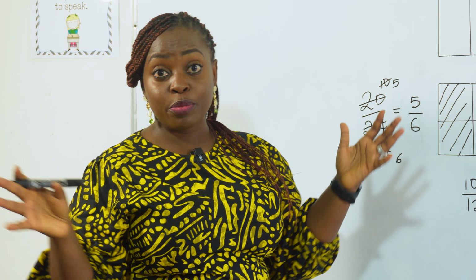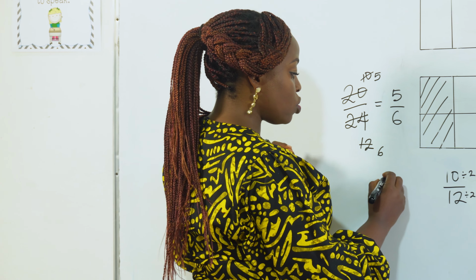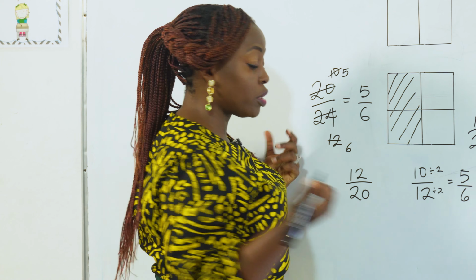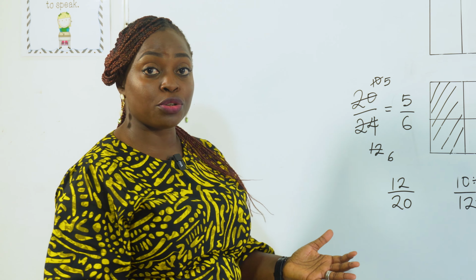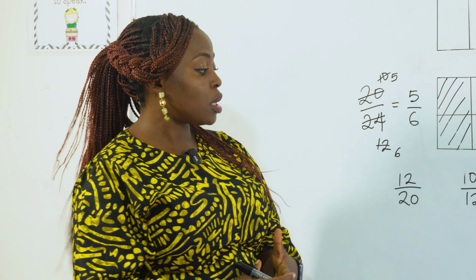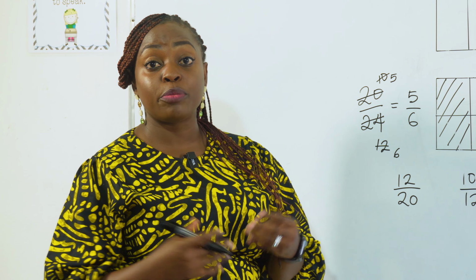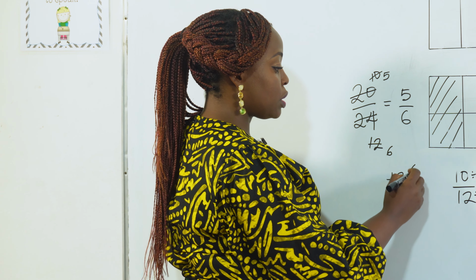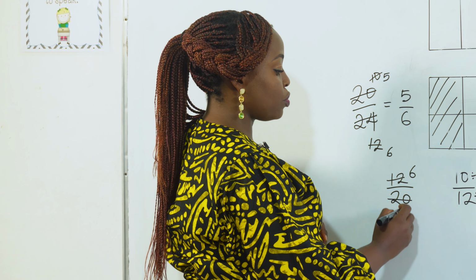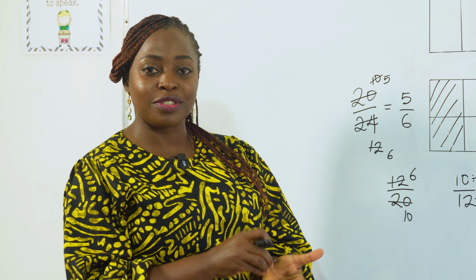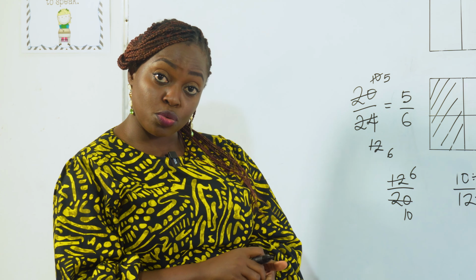Now let's try with another number, a very random number. So let's try 12 over 20, for example. Look at these two numbers. They are both even numbers. Both even numbers means that these two numbers can be divided by 2. So we're reducing this fraction. 12 divided by 2 is 6. 20 divided by 2 is 10. Now this is 6 and this is 10. These two numbers are also divisible by 2. So we use 2 again.